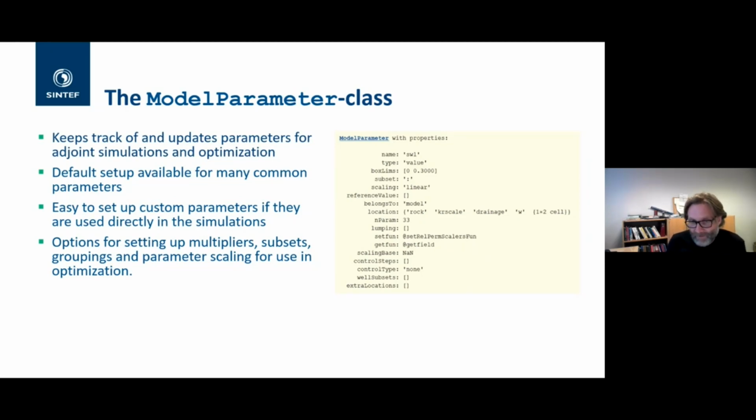In MRST, there are a lot of default setups available for many of the common parameters, but it's also made in such a way that it should be easy to set up custom parameters if you have some particular model where you have some special parameters that you want to compute the sensitivities with respect to. And in this class, there are several options for setting up multipliers and looking at subsets of parameters and grouping them together and using different scalings and so on, which all can be quite important for how the optimization will run.